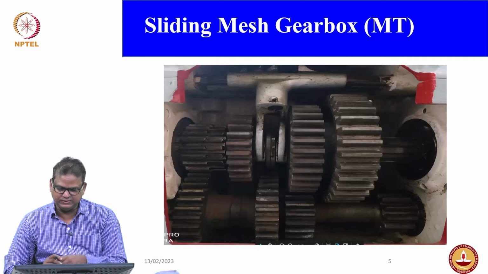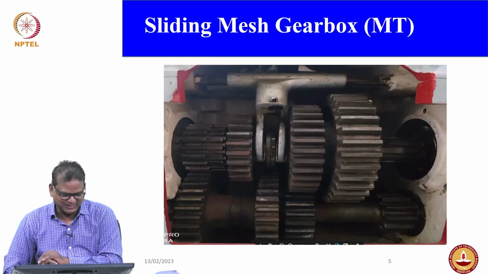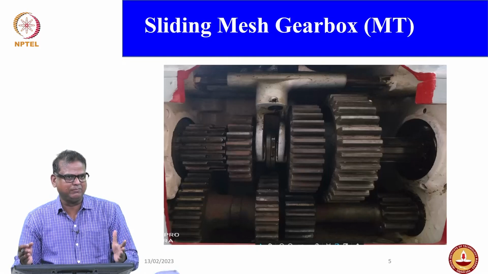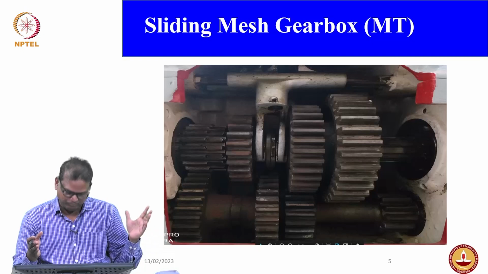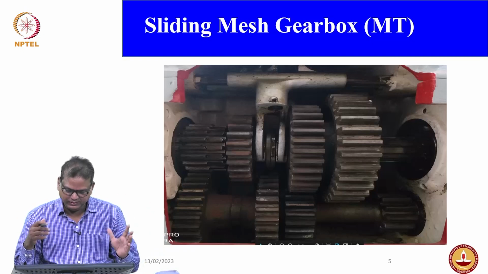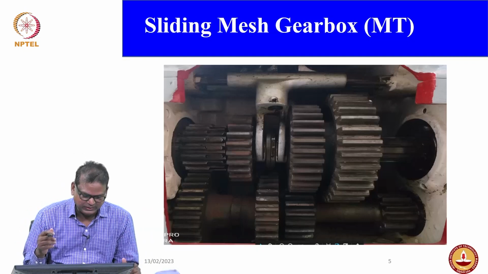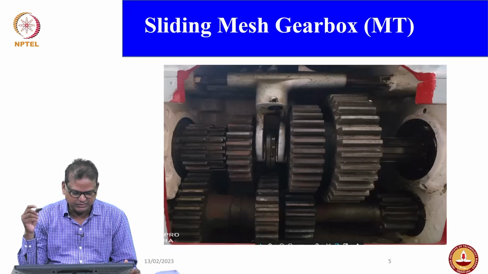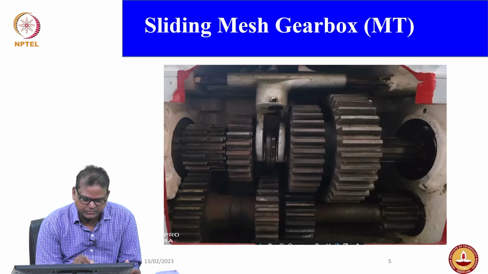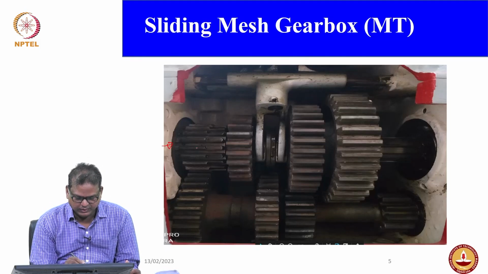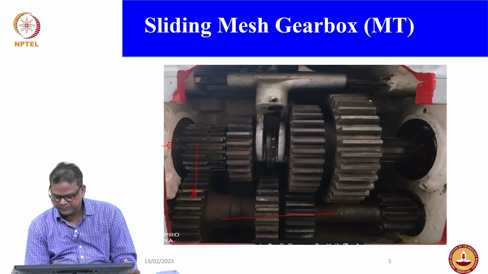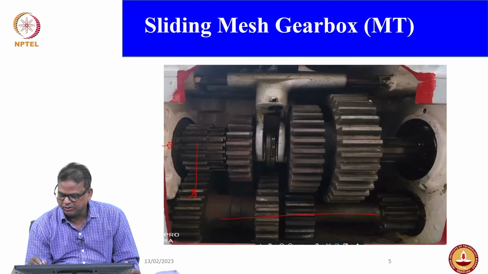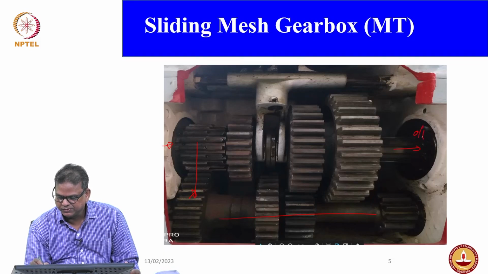Interestingly, this is a real manual transmission gearbox. It is displayed in our machine design building at the entrance. Whenever you can, you can go and see this gearbox. Look at where the input comes in. This is your input, and this will have a reduction straight away, and this is your lay shaft. From the lay shaft, transmission goes to the output shaft. This is your output shaft.